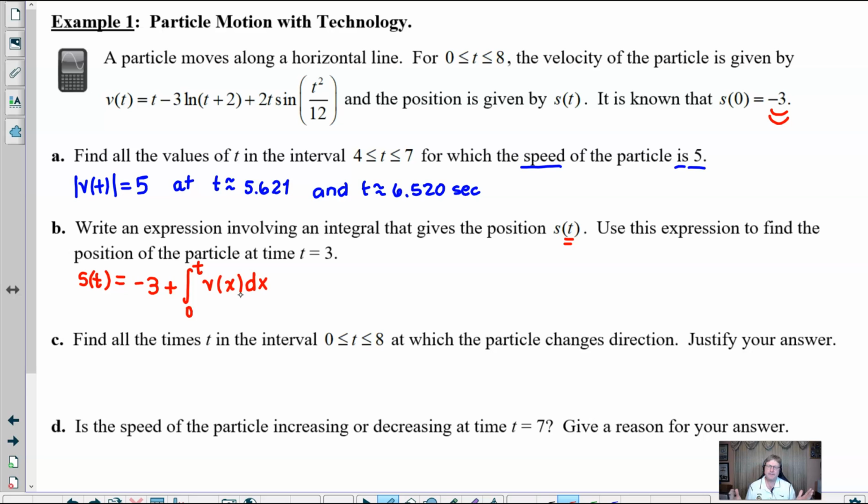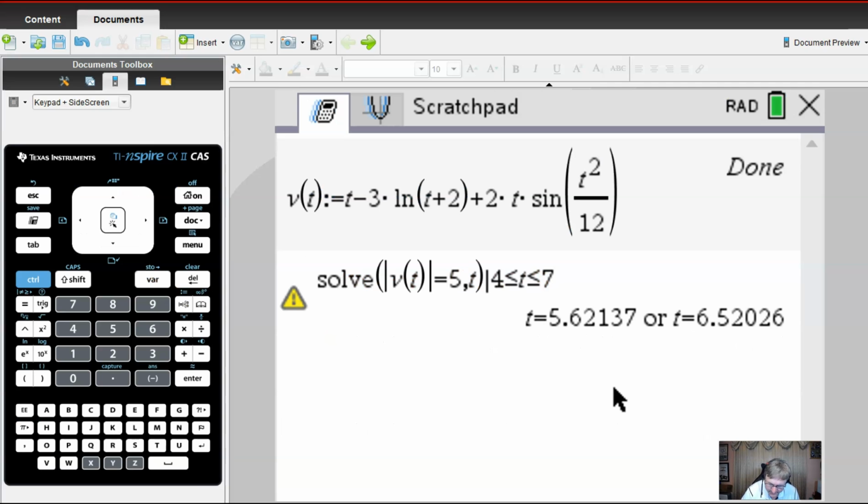Then all we have to do, as you can probably guess, plug 3 in for the t. And so we have -3 plus the integral from 0 to 3 of v of x with respect to x. And this is probably going to be some decimal. Let's find out what it is by going back to the calculator.